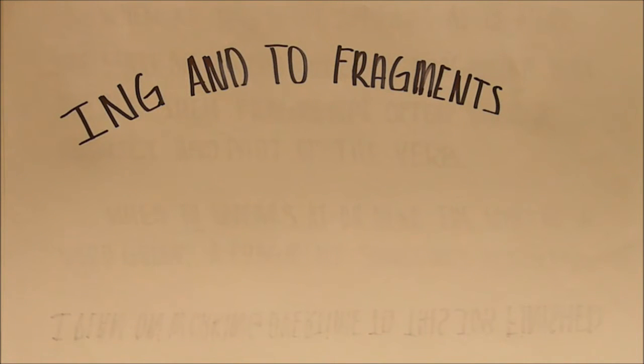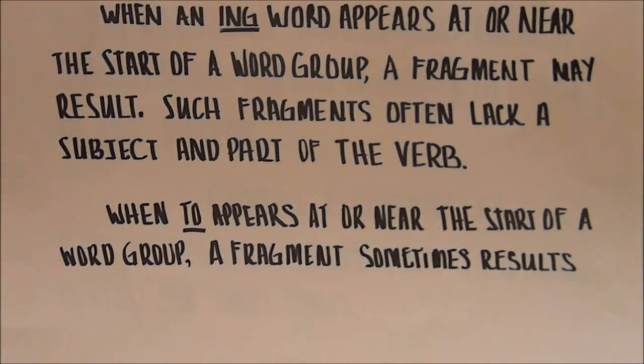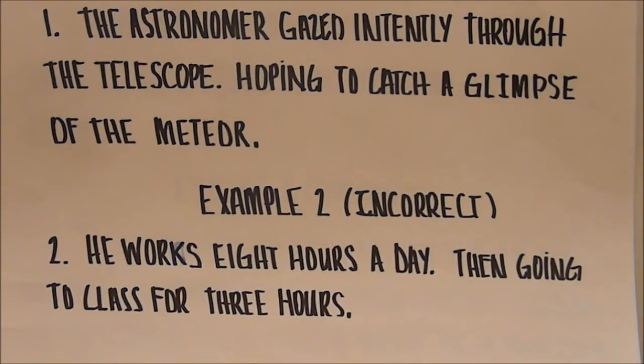-ing and to fragments. When an -ing word appears at or near the start of a word group, a fragment may result. Such fragments often lack a subject and part of the verb. When to appears at or near the start of a word group, a fragment sometimes results. Example 1, incorrect. The astronomer gazed intently through the telescope. Hoping to catch a glimpse of the meteor. Example 2, incorrect. He works 8 hours a day. Then going to class for 3 hours.